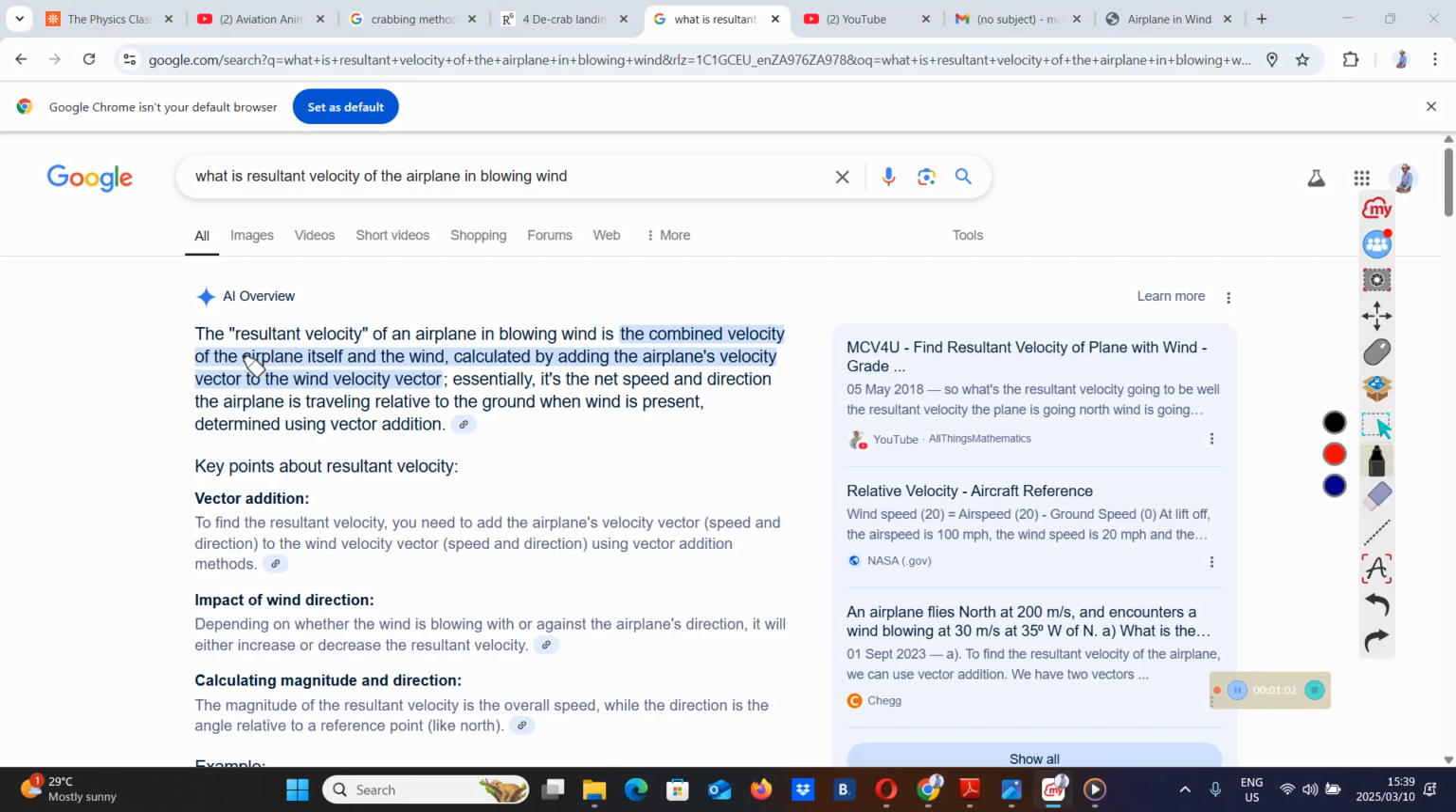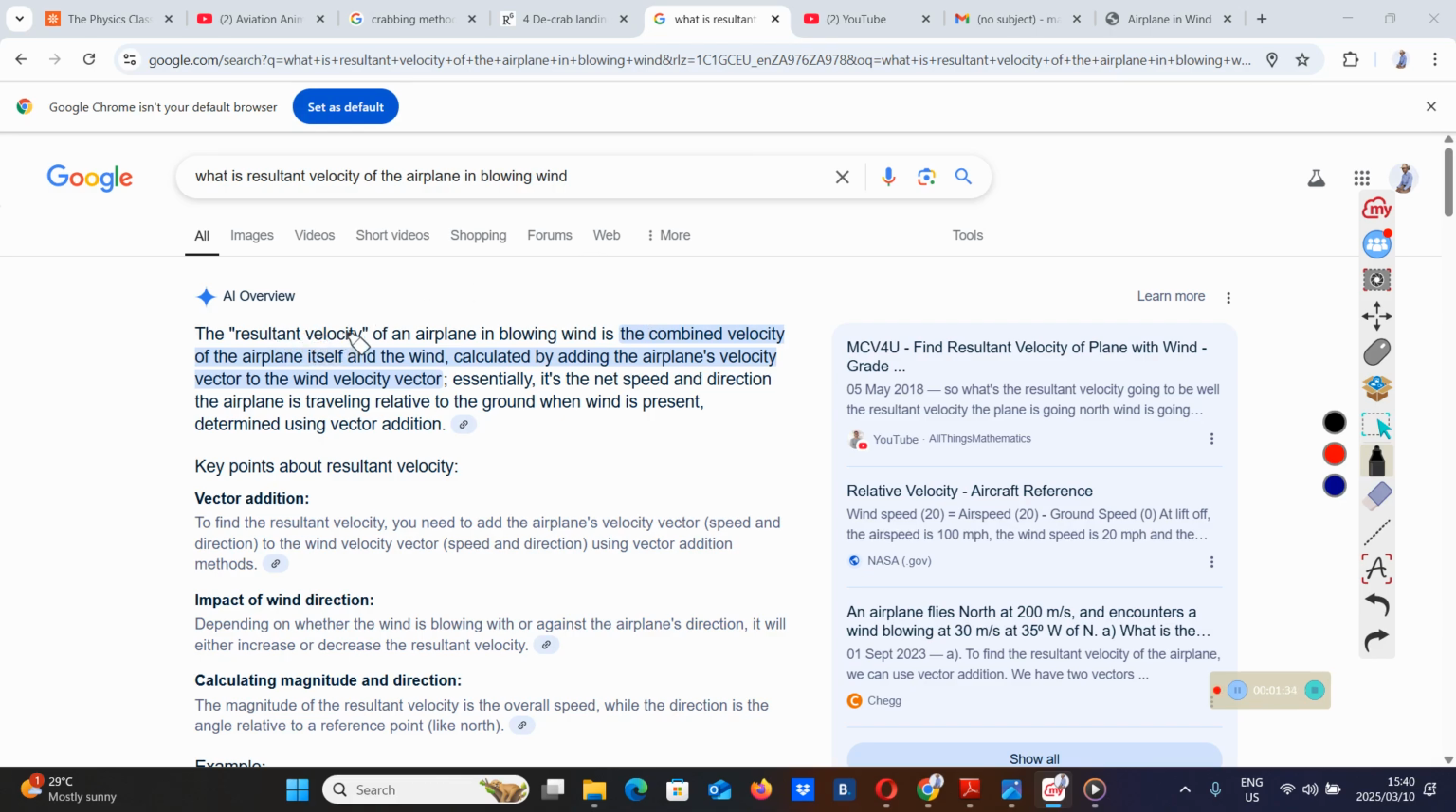Therefore, the resultant velocity of an airplane in a blowing wind, which is the scenario that we're going to have. We're going to have an airplane in blowing wind. So that's normally what airplanes do. Once they leave the ground, once they take off, they will move in the wind or air.